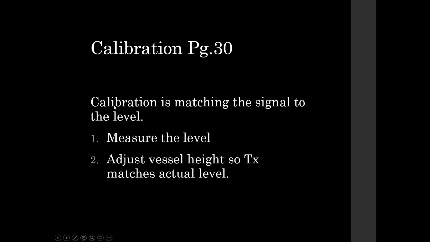Calibration is essentially matching the signal to the level. So basically, you measure the level and you adjust the vessel height so that the transmitter matches that vessel height. So just adjust the transmitter to match the physical height. Again, nothing too crazy there. Measuring tape and a button or two, or a screwdriver maybe.